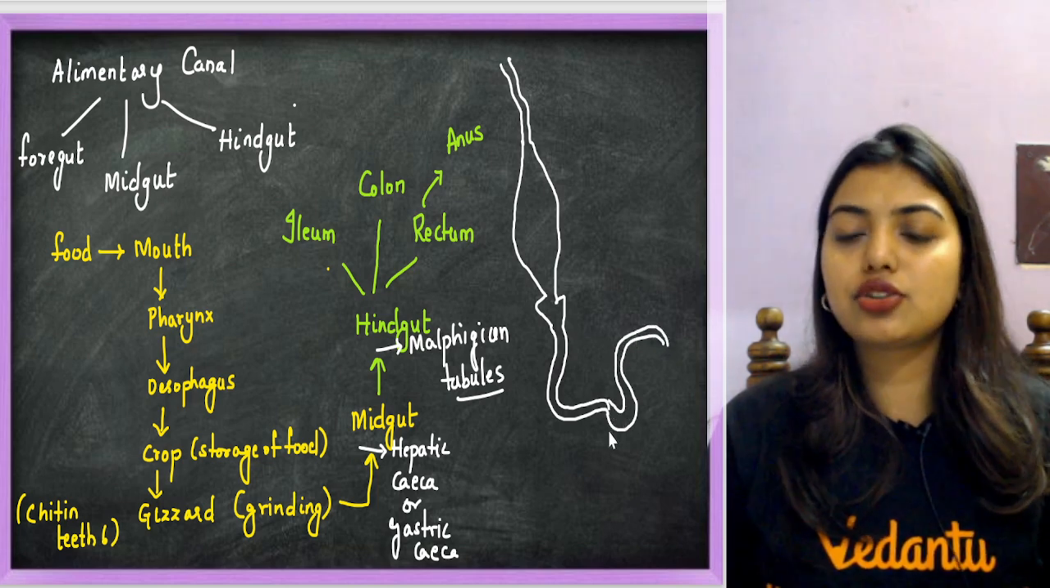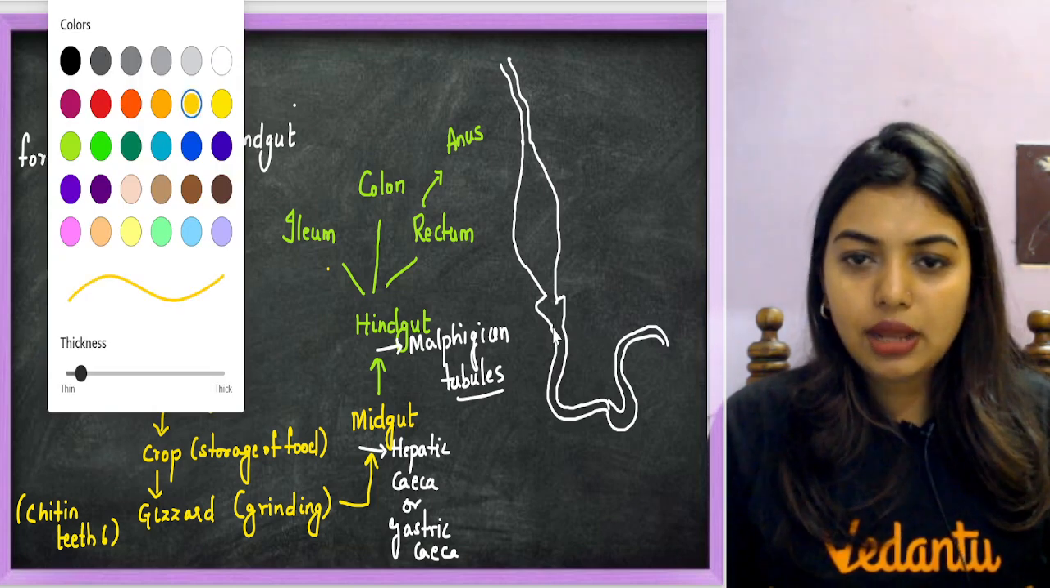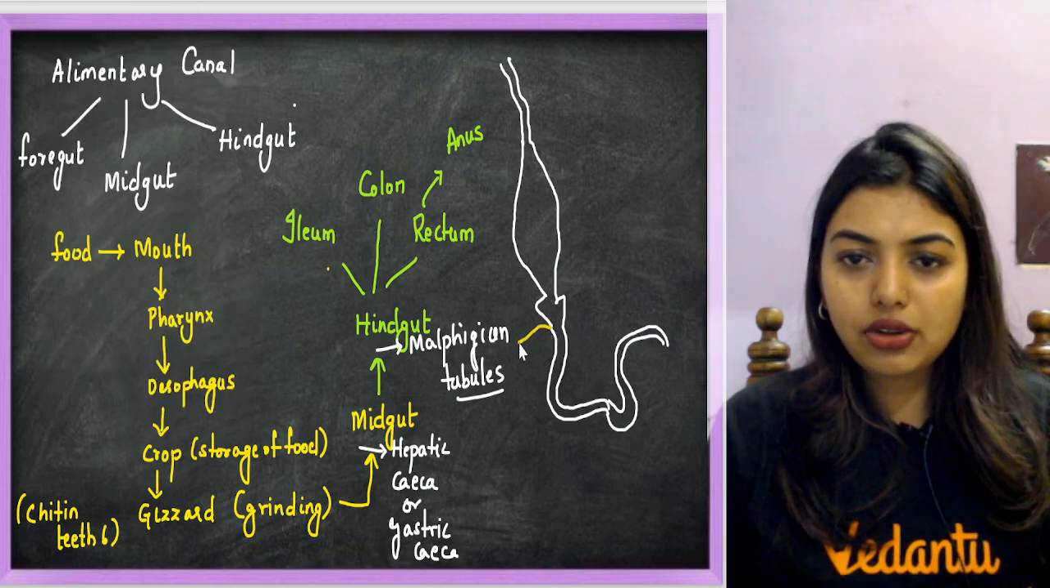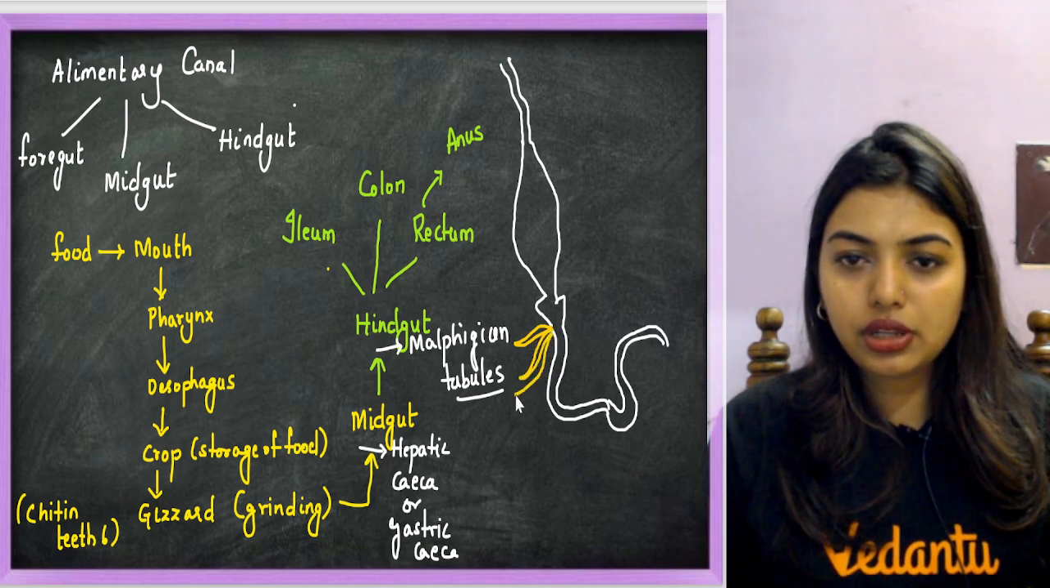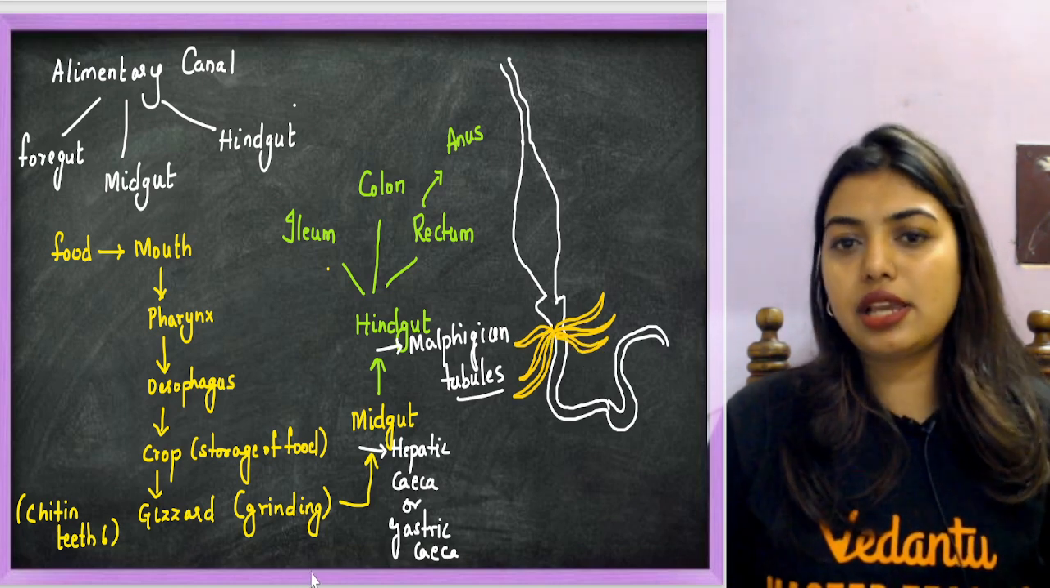From hindgut it is going to come to the rectum. Now between this is the biggest importance, right? Between the gizzard and your midgut there is around 6 to 8 hepatic caeca. Okay, 6 to 8 hepatic caeca is going to be present.